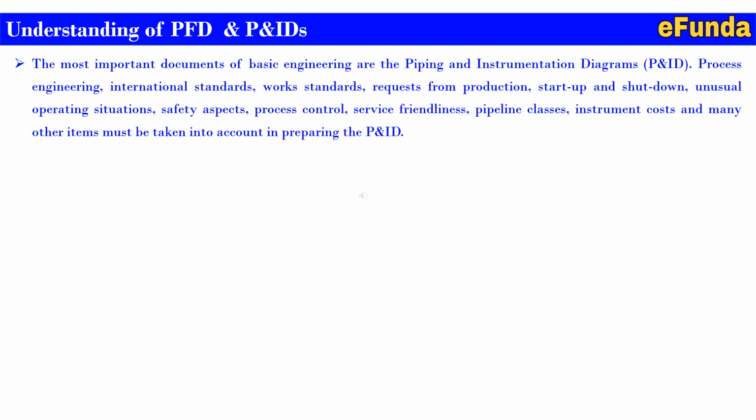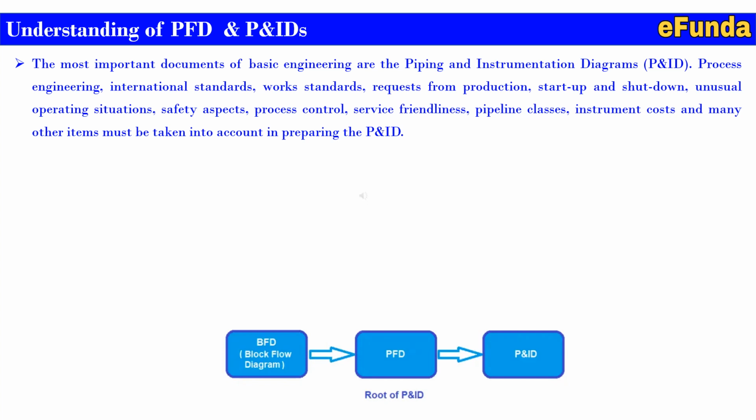Now we will see the figure where we will cover the route of P&IDs. One can refer to the block diagram, that is BFD, block flow diagram, then passing it to the PFDs, and then finally reaching the P&IDs.